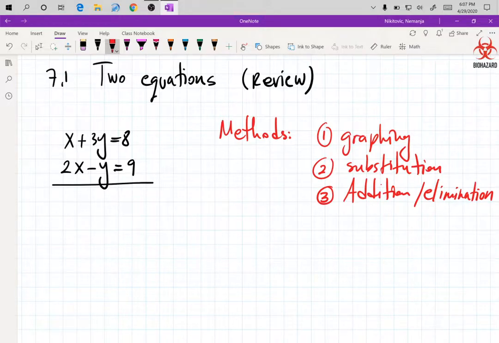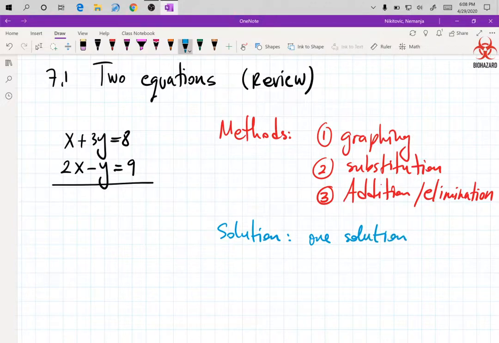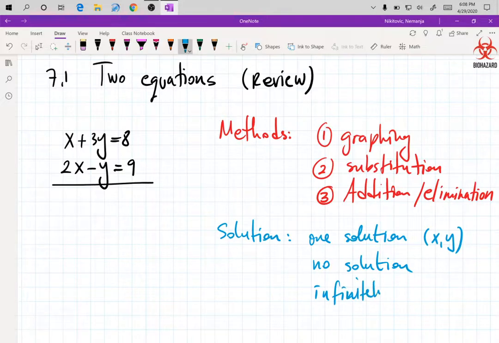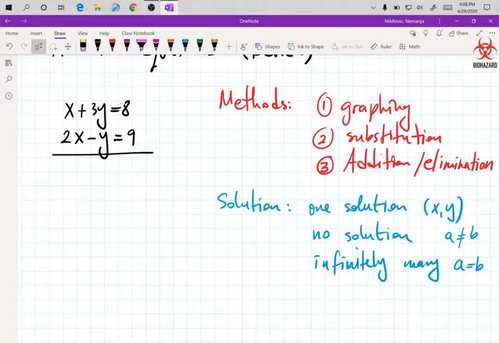And then we have the solution, which can be one solution when you get just x and y. You can have no solution, or you have infinitely many. They all manifest over here. You get a equals to or a doesn't equal to b. Over here you get a equals b. So we'll see these as we go through examples here and there.